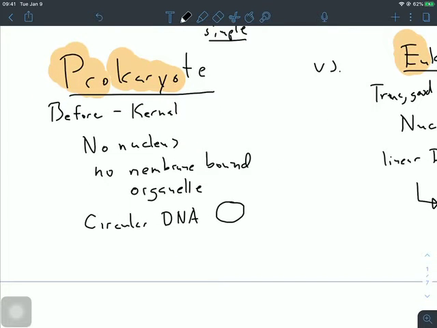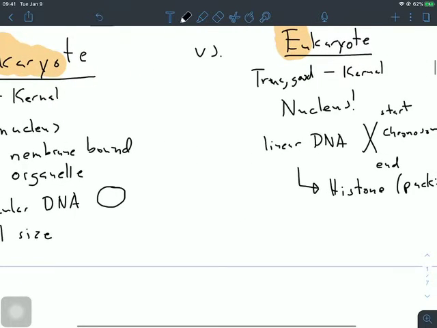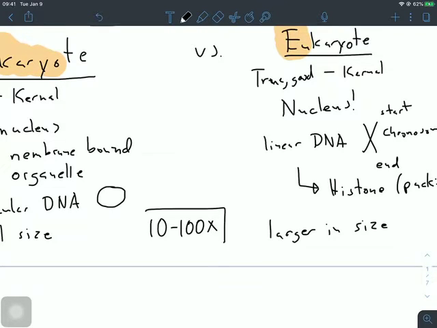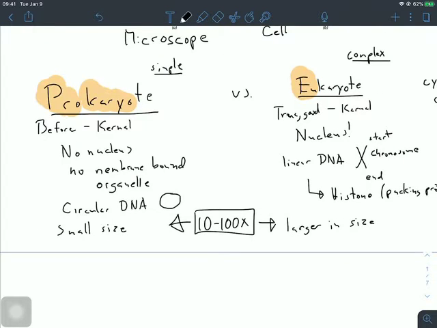Generally speaking, you will see prokaryotes as very small in size, whereas eukaryotes are much larger in size. There's something like a 10 to 100 times size difference between prokaryotes and eukaryotes, just to give you an idea of the scale of the difference here.